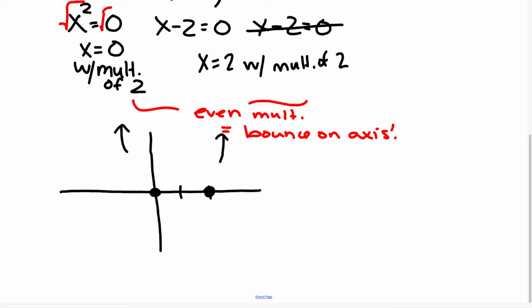And I know that I have even multiplicity, so when I get down to this 0, I must bounce. So my brain is kind of filling in what could happen. I'm going to do it in dotted lines first. Bounce, come up, must come down, but this is even multiplicity, so I bounce. Could it look like a W? Would that make sense?